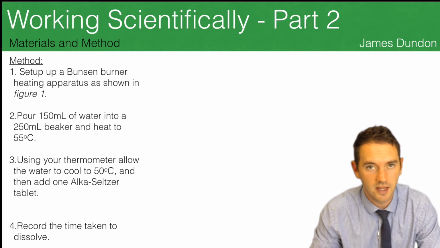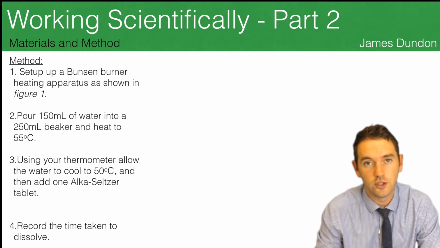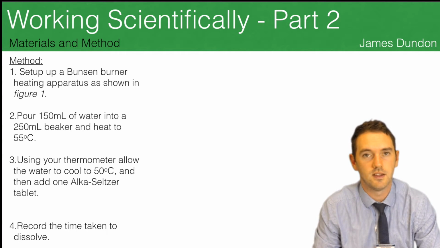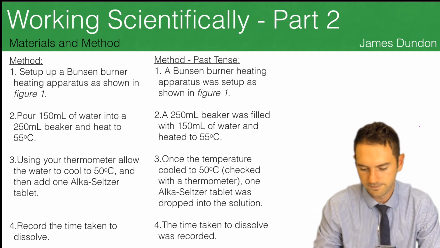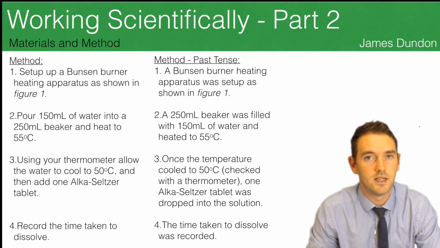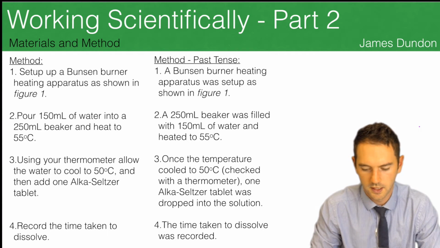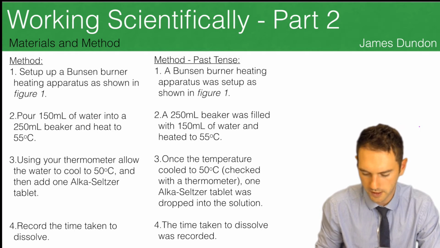However, once you've done the experiment, we want to know exactly how you did it in case we need to repeat it and see if we need to validate your results. So I've written that out for you here. So these are the methods written in past tense, okay? So if we read, set up a Bunsen burner heating apparatus as shown in figure 1, we now write a Bunsen burner heating apparatus was set up as shown in figure 1, okay?